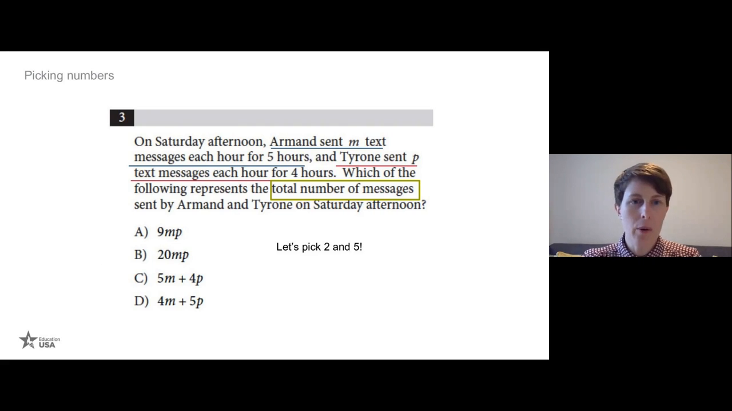So now, let's go back to the problem at hand with both Armand and Tyrone. So in this particular problem, we can say, let's pick 2 and 5. Okay. I guess Armand and Tyrone are, they're boomers.